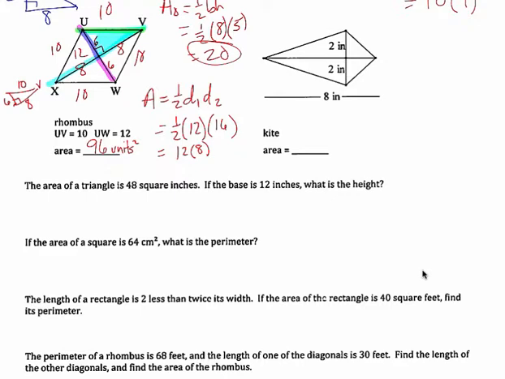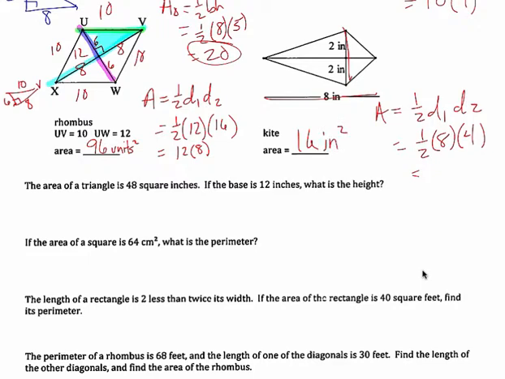On the kite question, this one is not nearly as bad. The area formula is still 1/2 diagonal 1 times diagonal 2. I can see that the first diagonal full length is 8, and the second diagonal would be the two pieces of 2, which is 4. So I have 1/2 of 8 times 4, which would be 16 inches squared.